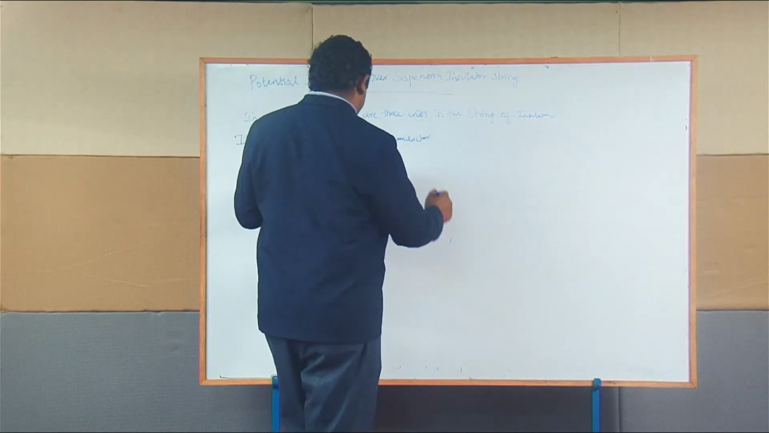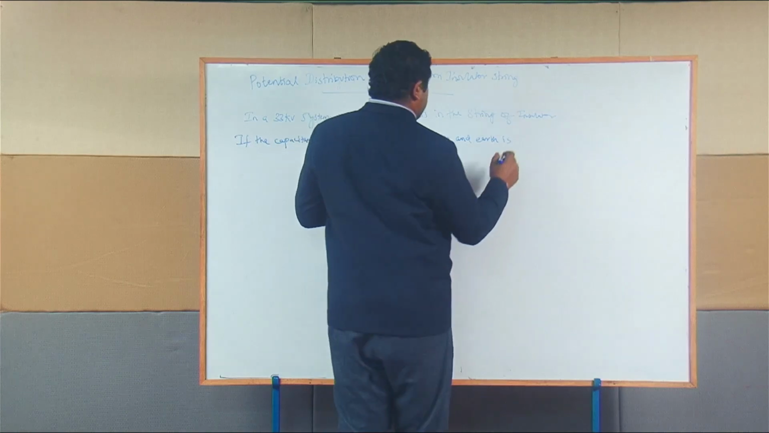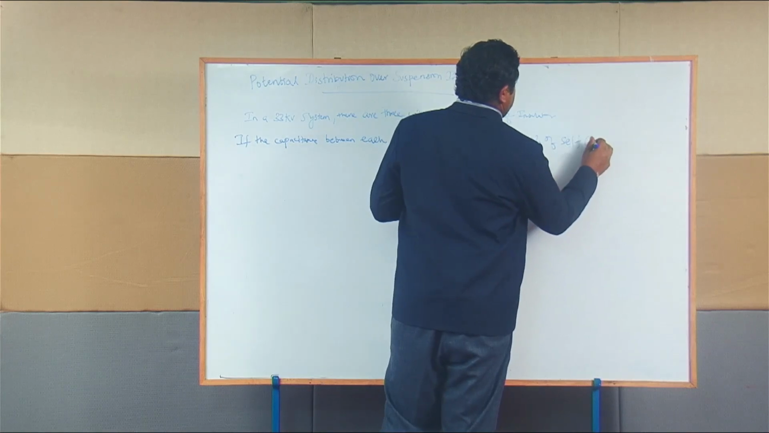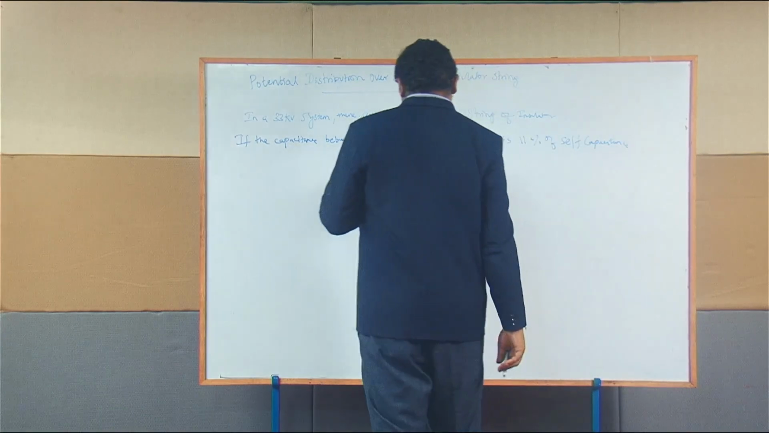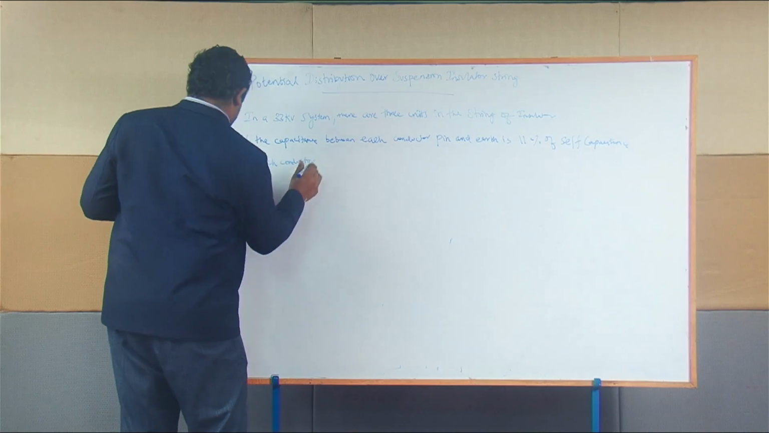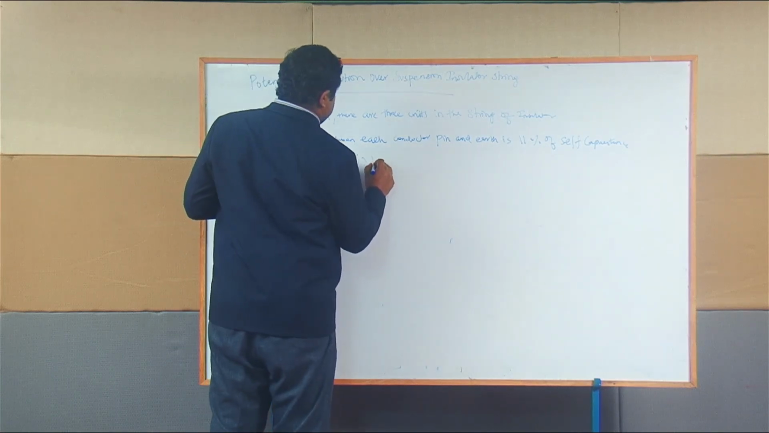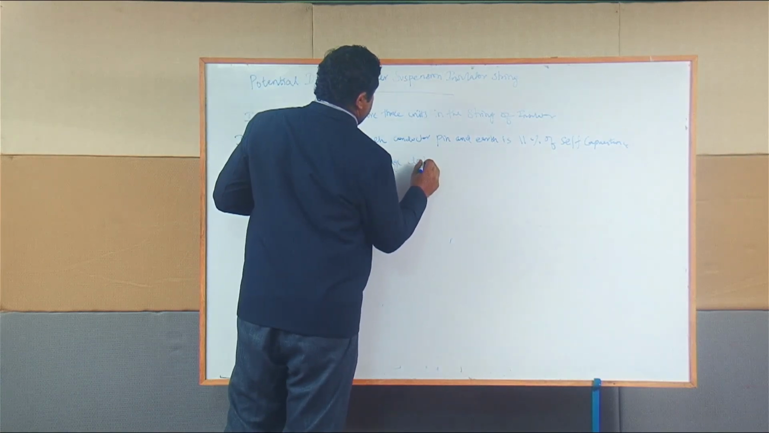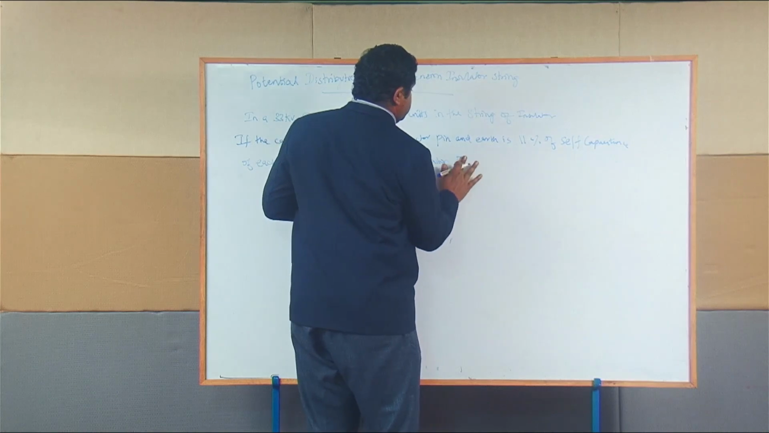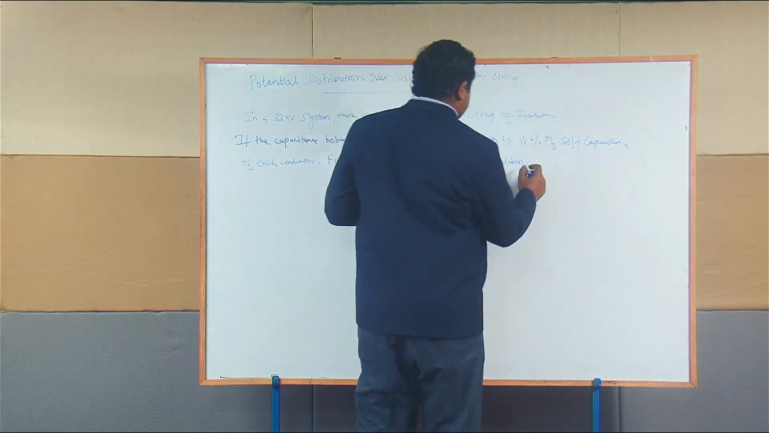If the capacitance between each conductor pin and earth is 11% of self capacitance of each conductor, then find number 1, voltage distribution over 3 insulators, and number 2, string efficiency.